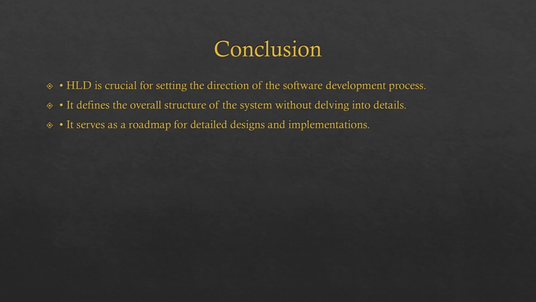In conclusion, high-level design is essential for setting the direction of the software development process. It defines the overall structure of the system, acting as a bridge between business requirements and detailed design. By focusing on the big picture, HLD ensures the system is scalable, maintainable, and aligned with business goals.